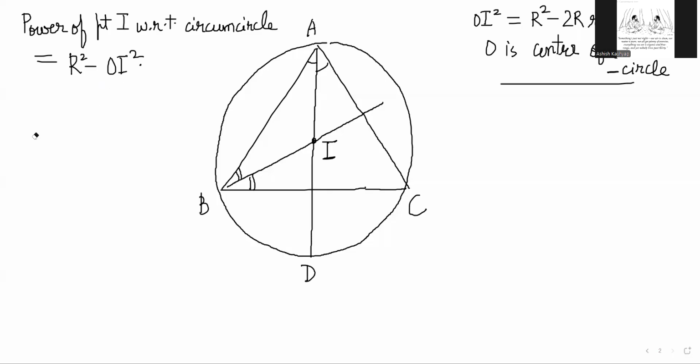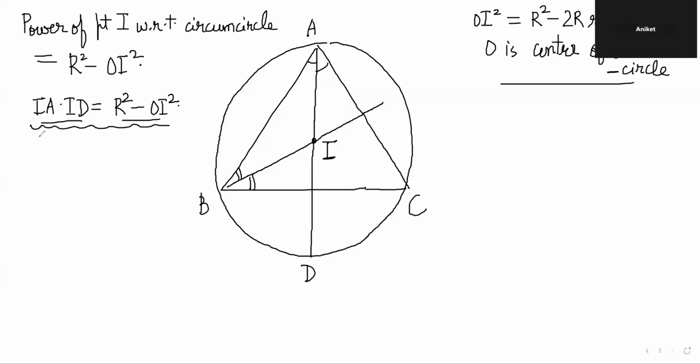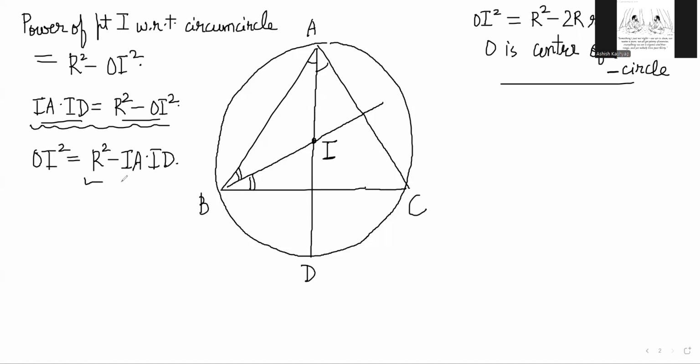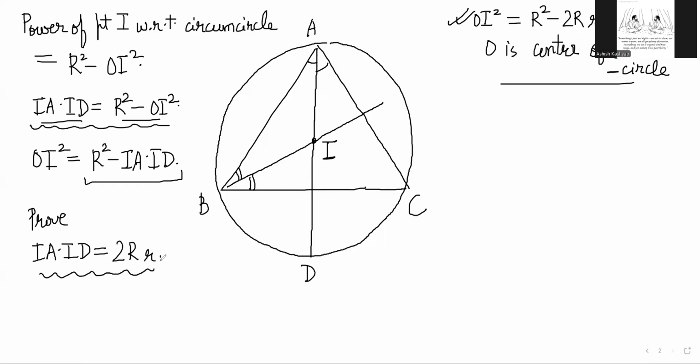This is my power of a point, and obviously I can say from this figure that the power of point I with respect to this circle is IA times ID. IA times ID will be equal to this, right? Yes. So OI square is equal to R square minus IA times ID. Now our job is to prove this formula, that is, to prove that IA times ID is equal to 2Rr. If we can prove that, then it is over.